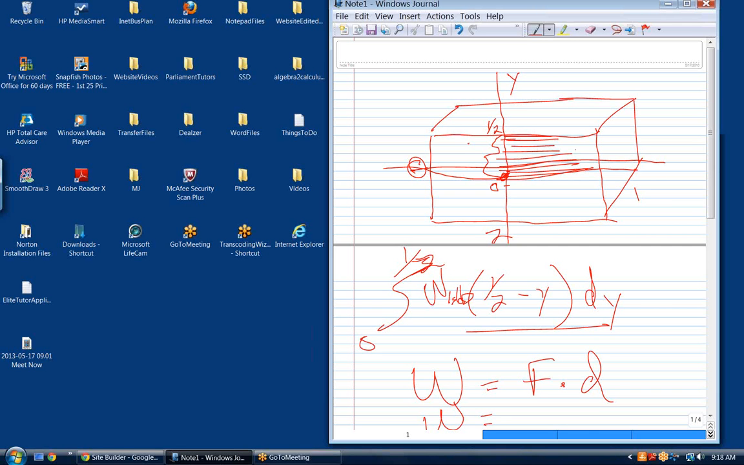Very simple. You know, if you have a constant force that you're moving a constant distance, if I take a 100-pound weight and I lift it up 5 feet, I've done 500 foot-pounds of work.